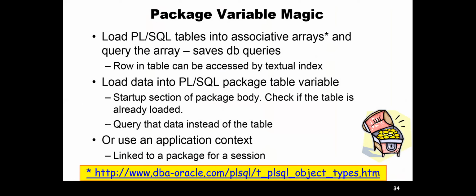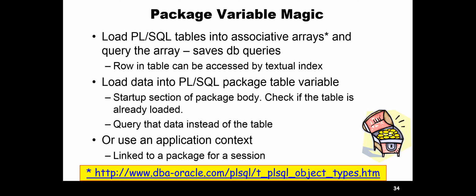Caching the code and results. So this one idea is, if you have multiple places where you're looking up data in some fairly static table, you can load the table into an associative array in PL SQL and then query that array. And I've got a link down here for Don Burleson's article on PL SQL object types, which talks about associative arrays a little bit more. But basically, an associative array is an array where you're dealing with an index that can be a character index as opposed to a numeric index. And I'll show you an example that'll make sense if you haven't dealt with associative arrays.